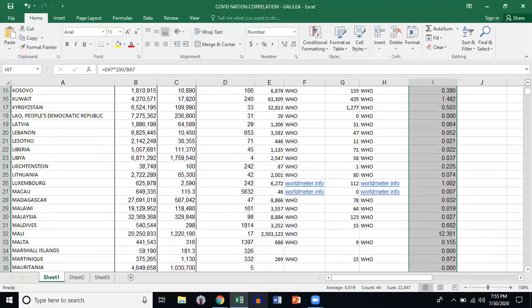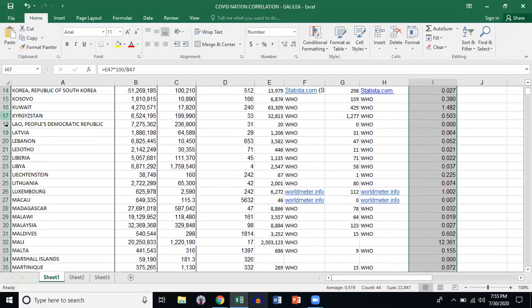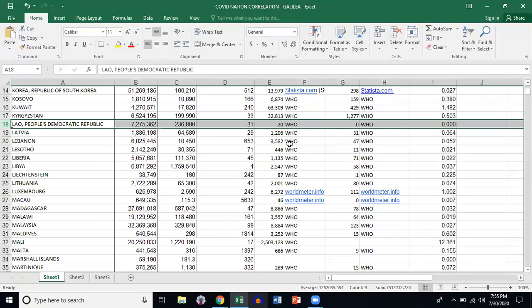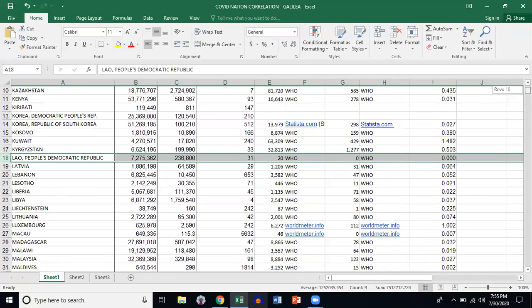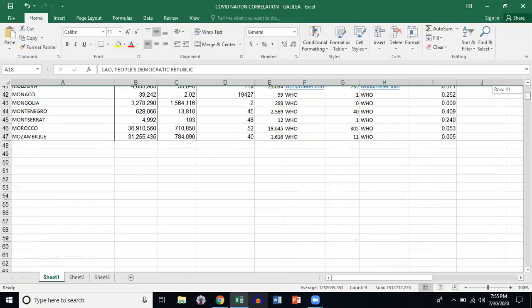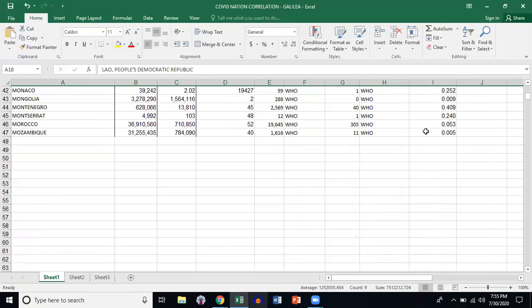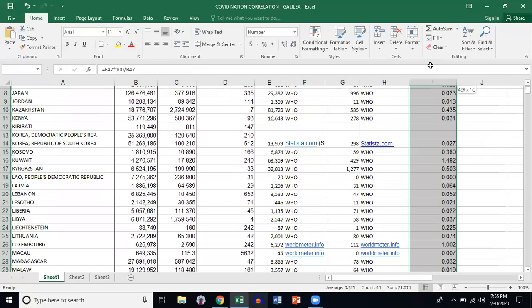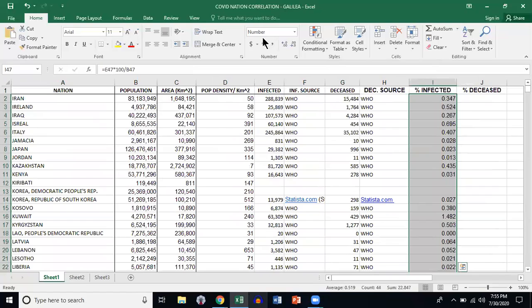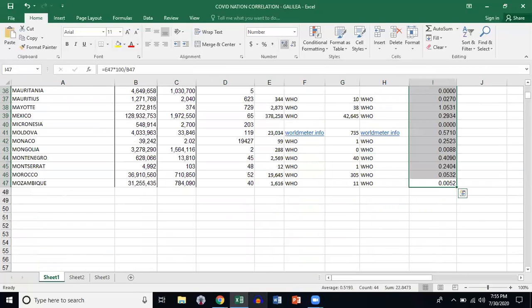So let's see, here's Lao. Let's highlight the whole row. No, it's still not picking it up. Wow, okay, so well, that means we need to go back again because 20 cases is going to be very small. Let's see how many decimal places we need to show to pick up that data. Okay, so let's go back and let's do one more decimal here. Now we're at 4 decimal places.